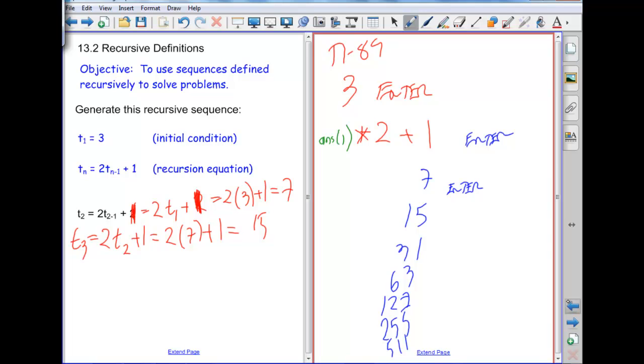Does that look familiar? No. Is this arithmetic? No. Is it geometric? No, if you had a common ratio, it would be 7 over 3 at the start and 15 over 7, so no. So it's not arithmetic, not geometric, so it's a neither sequence.